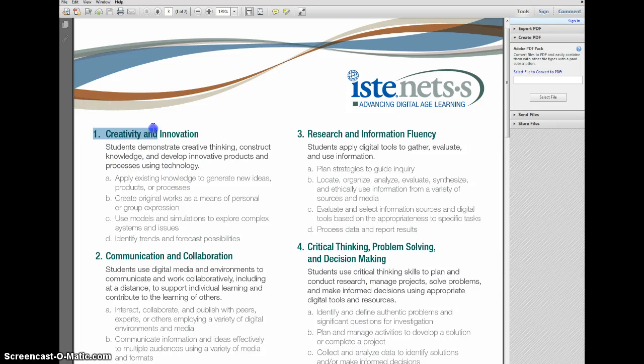Standard 1, creativity and innovation, outlines how students may use technology to demonstrate learning through the creation of some type of product. This would extend beyond a simple class presentation or a simple essay. This would be a set of standards that support students using technology in outside the box manners to demonstrate what they've learned.